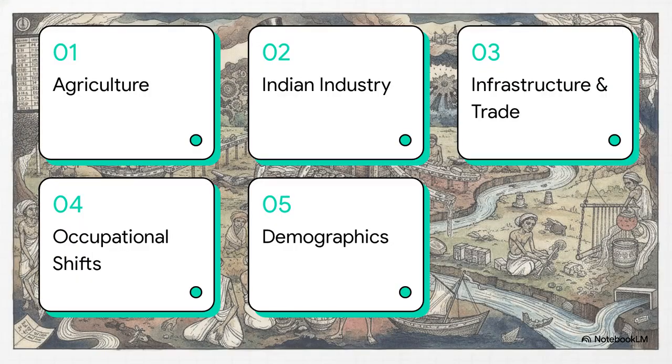Here is our roadmap for dissecting this economic machine today. We'll look at 1. Agriculture and the zamindari system, 2. The fall of Indian industry, 3. Infrastructure and foreign trade, 4. Occupational shifts, and finally 5. The demographic condition. Let's get to it.